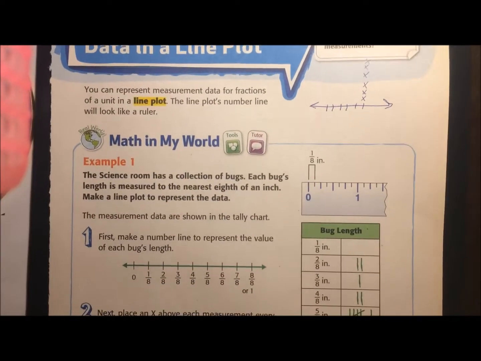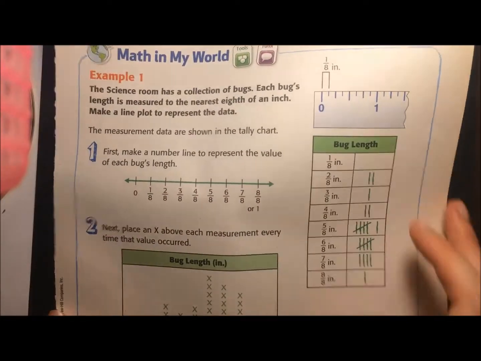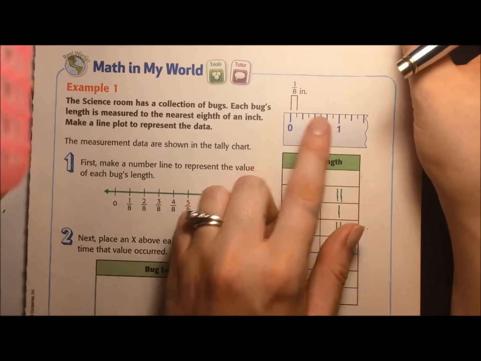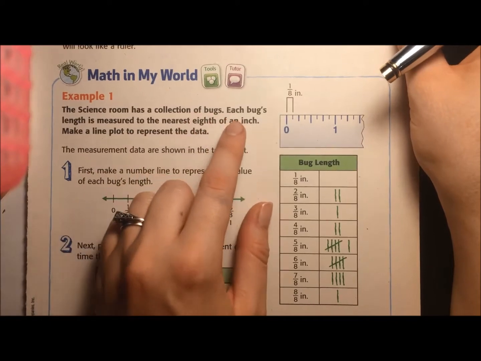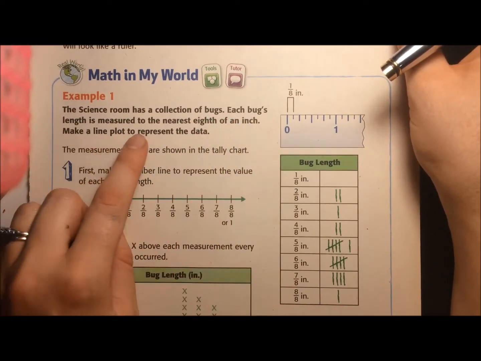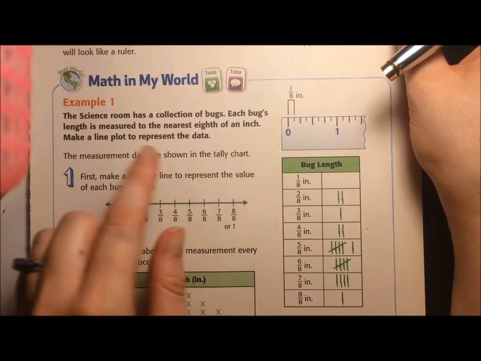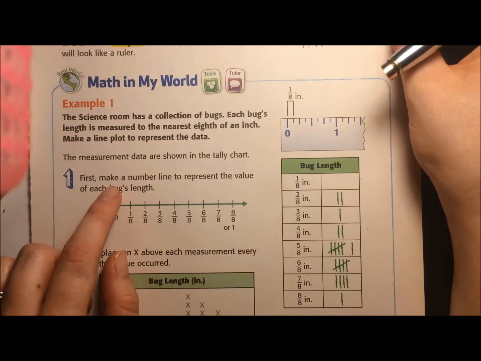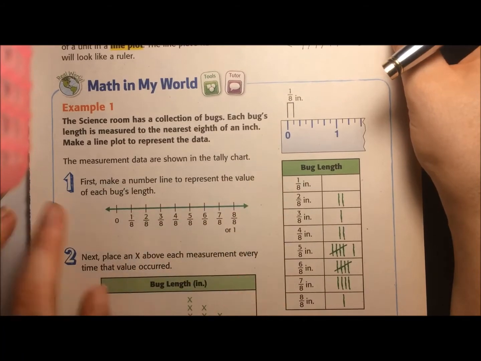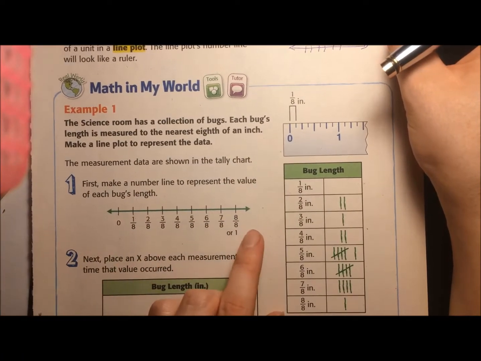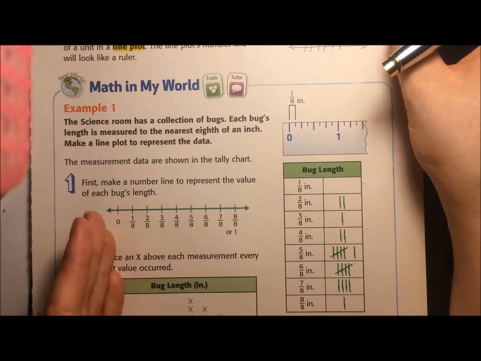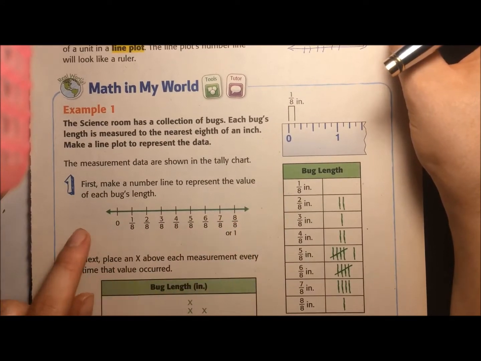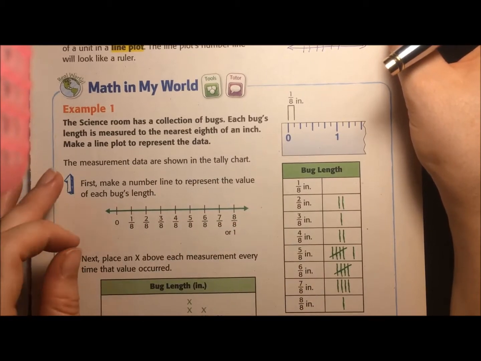Okay, so let's look at this one. So here we have our line plot, the data. The science room has a collection of bugs. Each bug's length is measured to the nearest eighth of an inch. Make a line plot to represent the data. Everything's in eighths of an inch. So say you started at 0 and ended with 8 out of 8. You start with nothing and you have a whole inch, 8 out of 8. And then they drew these arrows at the end to show that it can continue.